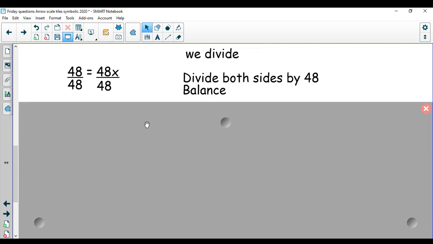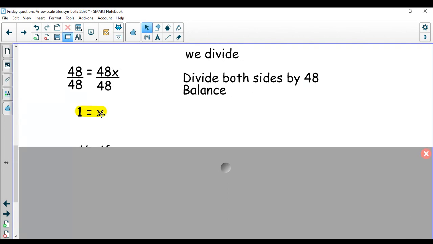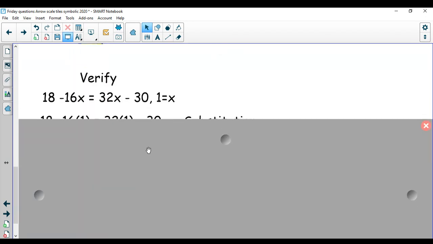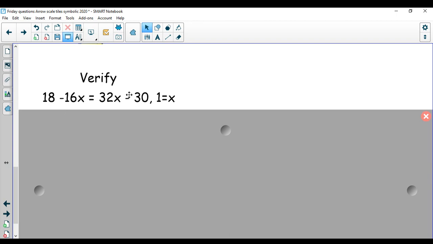So I'm going to divide both sides by 48. 48 divided by 48 is x. 48 divided by 48 is 1. 1 equals x. That is our solution. That's our answer if we're asked on a multiple choice test. I go down to my verification. Restate the original equation. It always has to be the original equation, comma, 1 equals x.